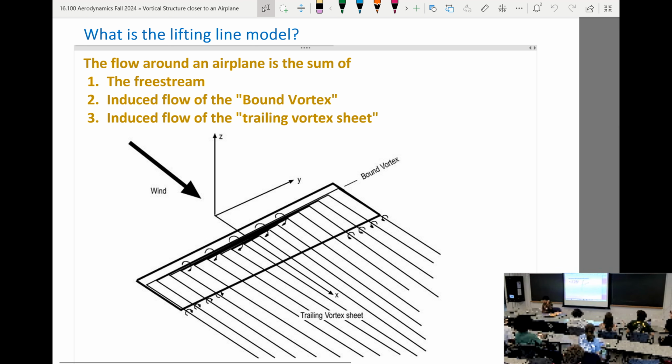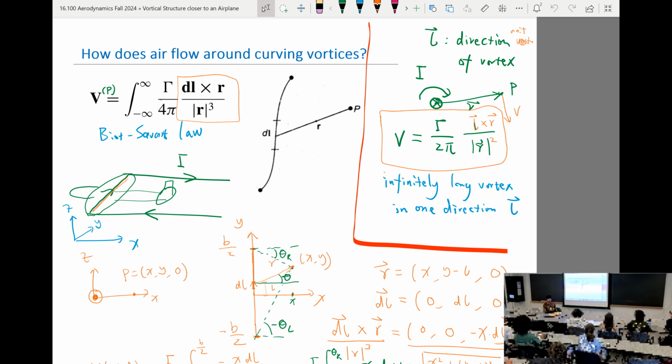The first thing we're going to look at today is how a curving vortex induces velocity. Maybe I should state it right now: there is no such thing as a finite vortex that starts at a point and ends at another point. All vortices are either infinitely long, which means they extend all the way to infinity, or they form closed loops. We'll look at that later. But no matter whether it's a vortex that forms a closed loop or goes to infinity, here let's consider only the case that the vortex goes to infinity.